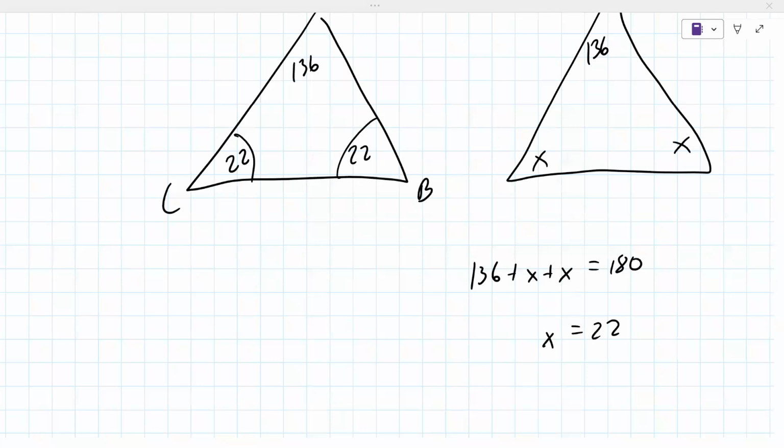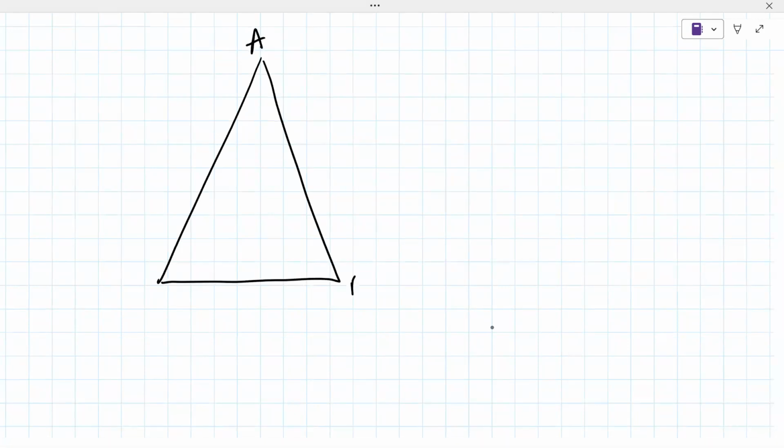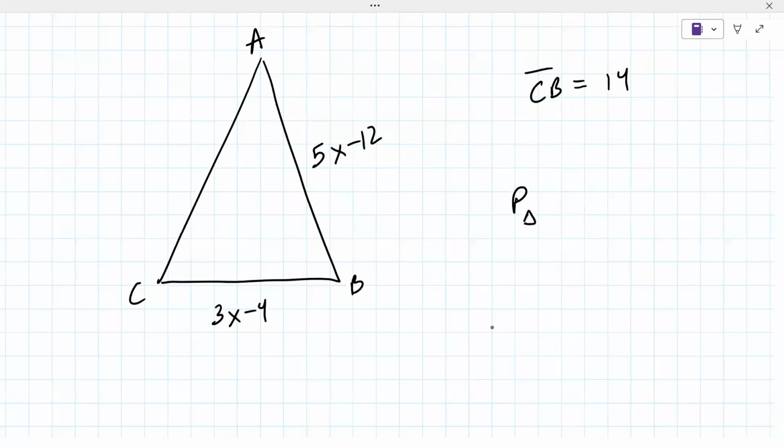So let me draw another problem here. So let's say CB equals 14. I want the perimeter of triangle ABC. So to solve for x on CB, I do 14 equals 3x minus 4, right?